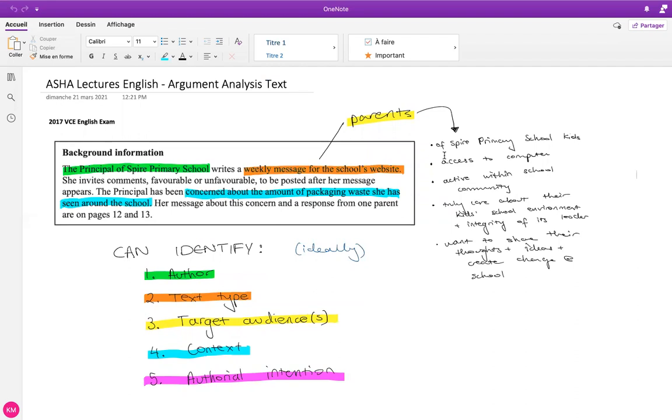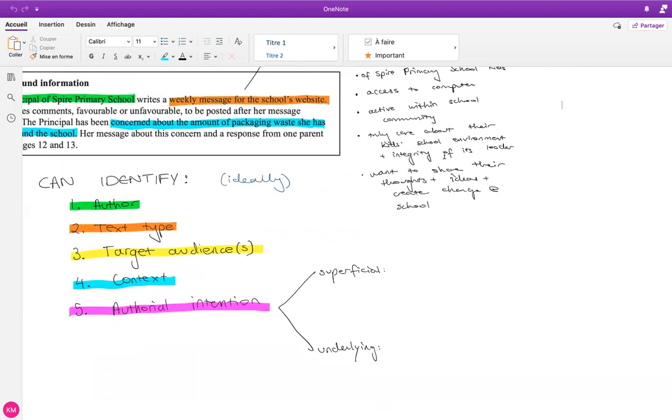Keep in mind, this is still just the background information. We haven't even read the text yet. So we are taking a tentative guess, an educated guess, to determine the purpose of our author. Why are they writing this? The purpose I like to break down into two parts. There's the superficial purpose and the underlying purpose.